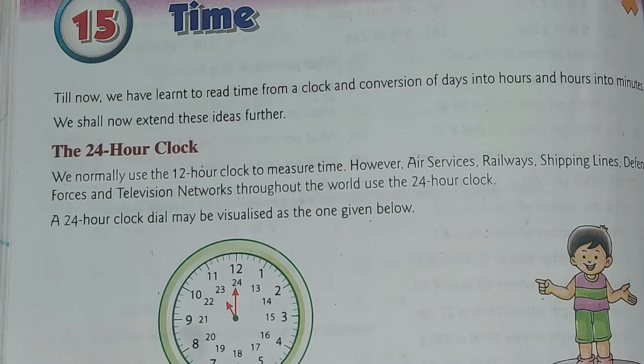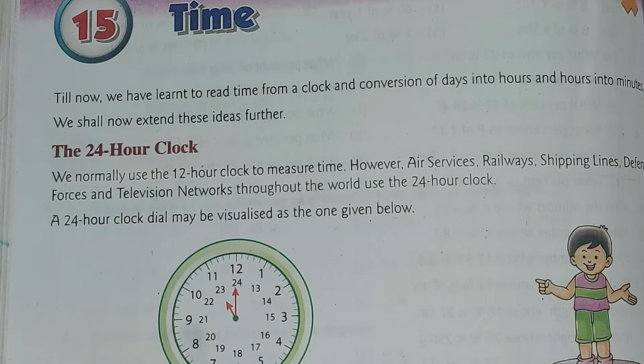Hello and welcome all. Today's topic is time, and in this vlog I'll explain two types of clock. First is the 24-hour clock and the second one is the 12-hour clock. And for example, if a time is given, how do you identify whether it's 24-hour time or 12-hour clock time? So please watch the video till the end.